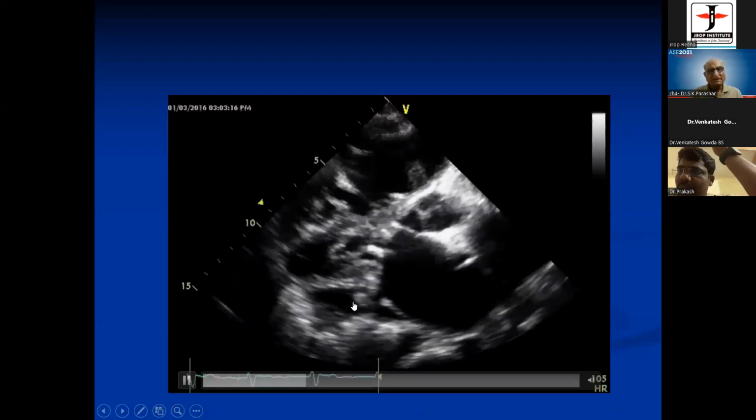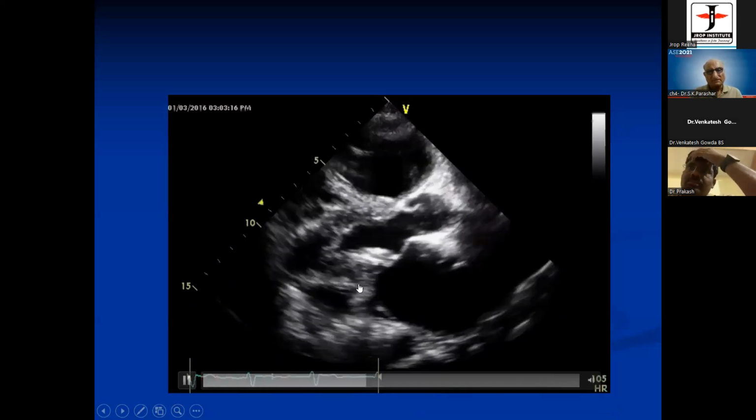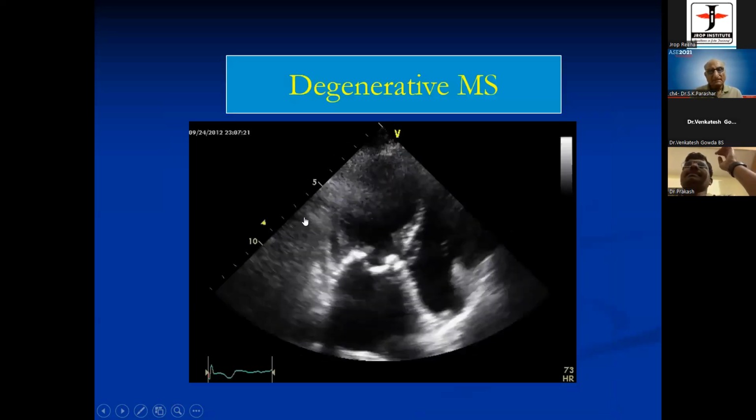And the same thing that we showed you just now, in the diagnosis also, again you see all what has been shown earlier. And in Western countries, degenerative mitral stenosis is the most common etiology because, number one, rheumatic disease is very uncommon in Western countries, less than 1%. And most of these mitral stenosis patients come in an elderly age group.